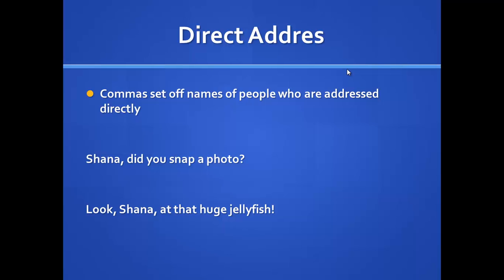Also, please be aware that you can have a name of direct address at the end of a sentence. If so, you just need one comma again, but this time it would come before the name. And then, of course, after the name would come your end mark of punctuation. Make sure, as you write, you pay careful attention to your comma placement so that you either don't miss any or have too many.